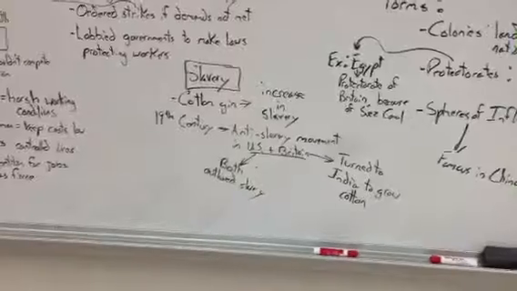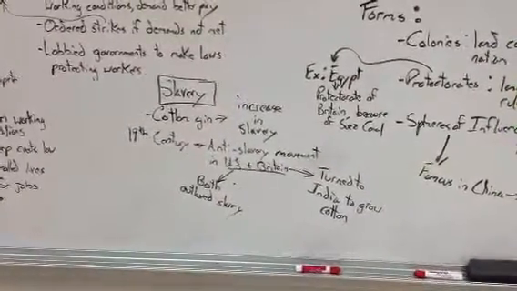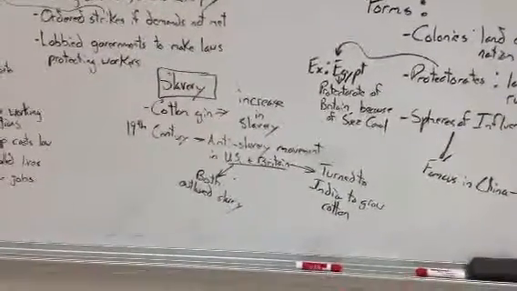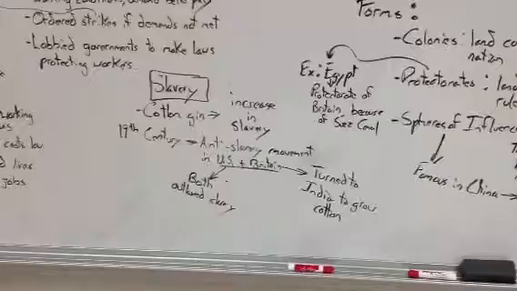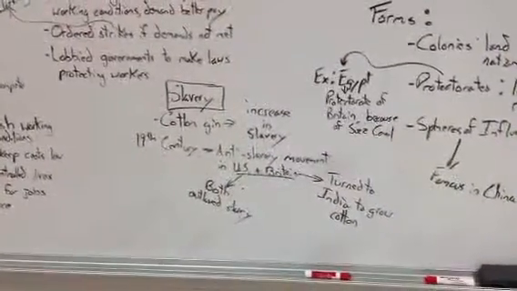Because the cotton gin so drastically reduced the amount of time it took to clean cotton, the plantation owners could plant even more cotton, which led to the need for more slaves. They could clean it so much quicker. Well, why not grow more of it? So it actually led to an increase in slavery.